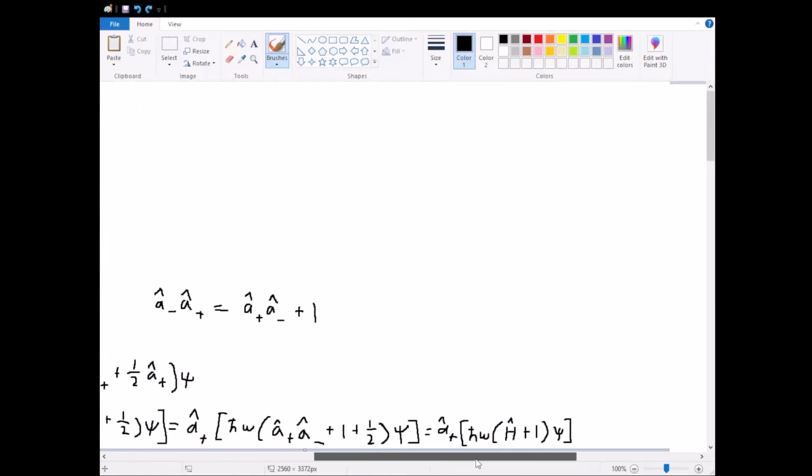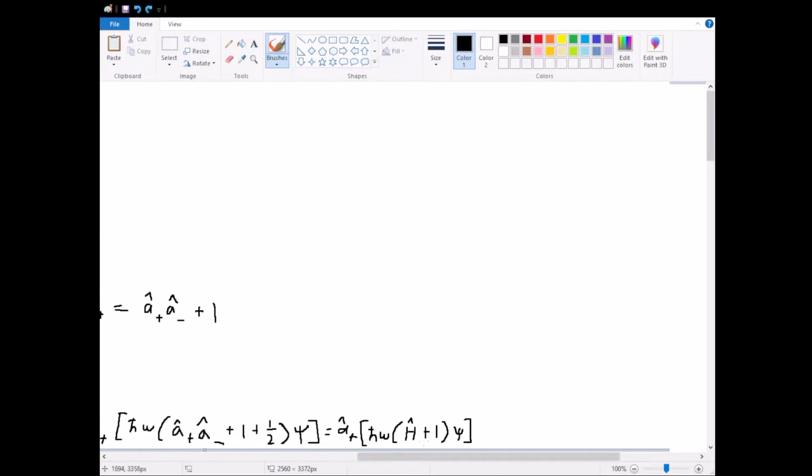And now that we've done this, we can distribute back outwards the h bar omega, and this is going to give us, apologies, I just realized I made a mistake here. The h bar omega gets absorbed into the h hat, so this is actually just h hat, and then added with h bar omega.